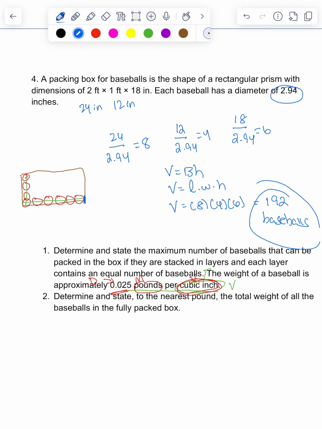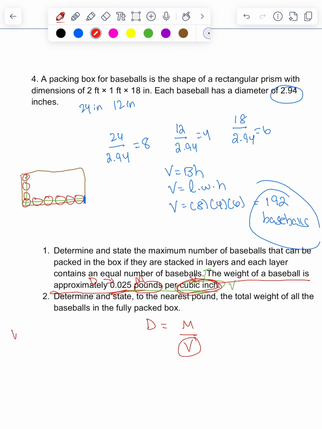Moving on to the next part, we already determined that we have the density. And what it says is determine and state to the nearest pound the total weight of all the baseballs in the fully packed box. So it's giving us the density, and it tells us the weight of a baseball is approximately 0.025 pounds per cubic inch. So the density is for the baseballs. So when we're using the density formula, we're going to have to use the volume for the baseball. So we're going to have to find that.